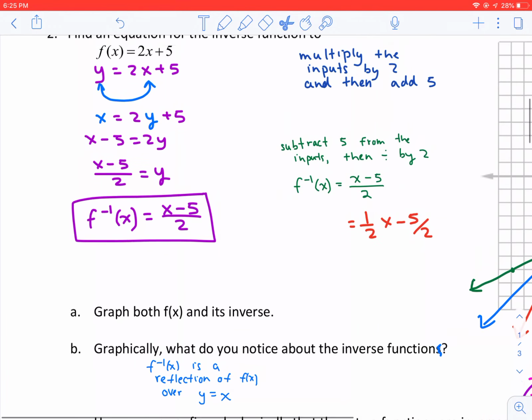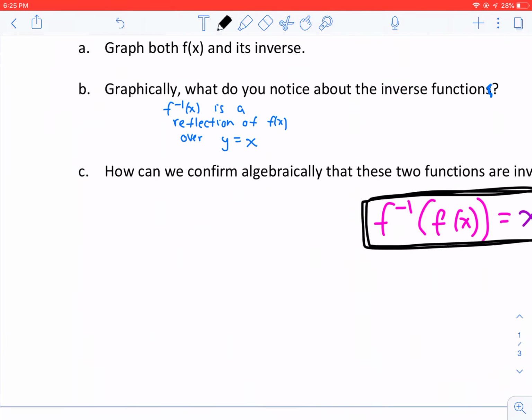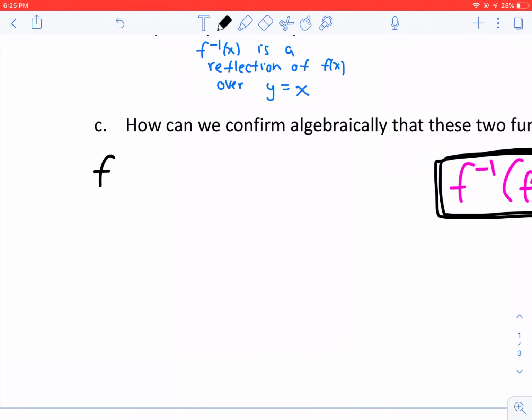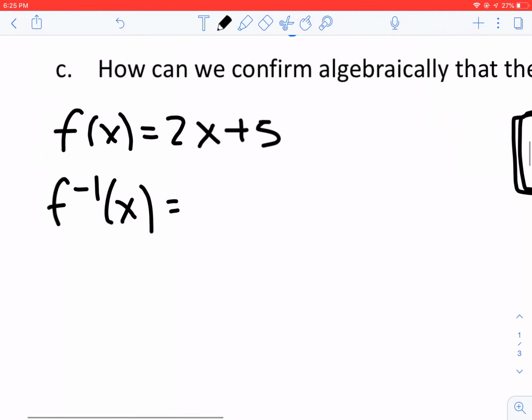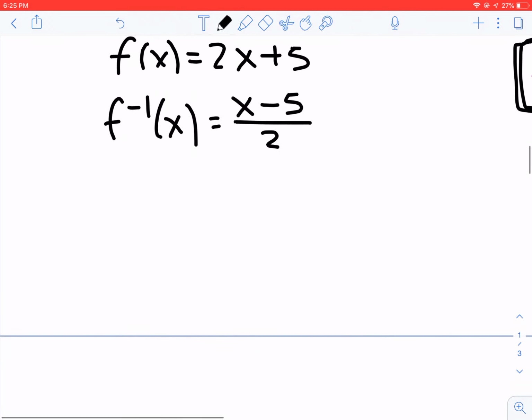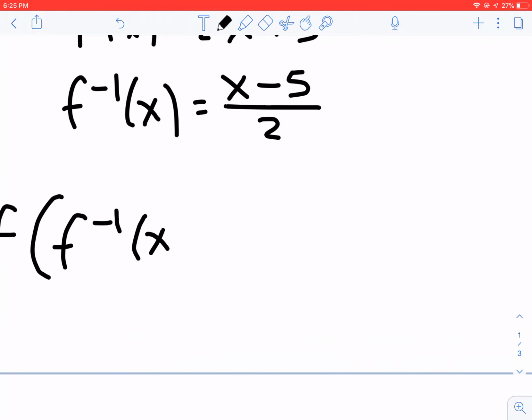So let me copy down the two functions. f of x was equal to 2x plus 5. And my inverse function was, what was it? 1/2 x minus 5 halves, or x minus 5 over 2. Alright, so let's take a look at what f of our inverse function is equal to.